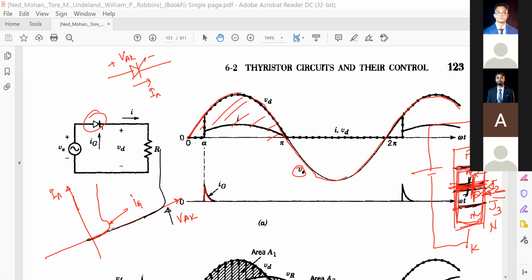Suppose we have applied a certain amount of voltage here, and then we have applied IG, the firing pulse, or sometimes people call it the gate pulse. Then the junction will be broken down, and this will simply work as a diode. Although I am showing you the characteristics like this, practically, ideally we can use the constant voltage diode model.